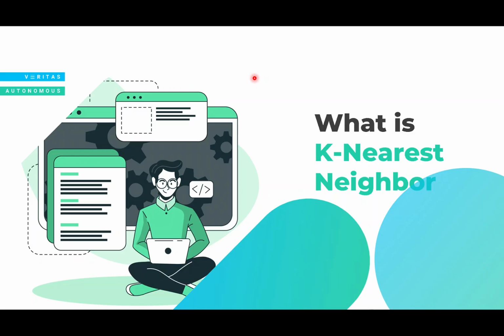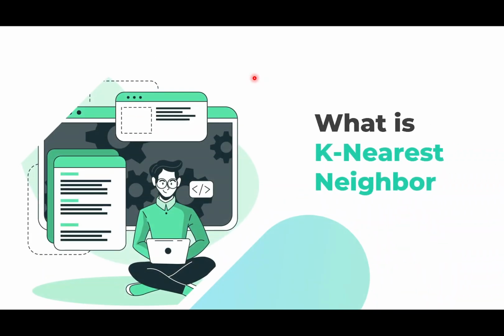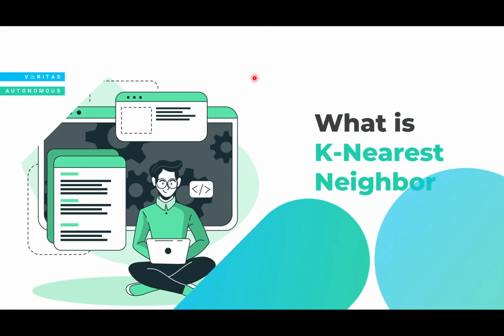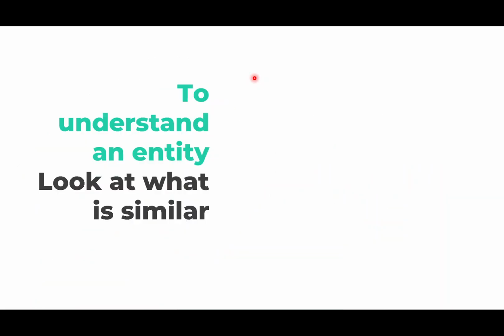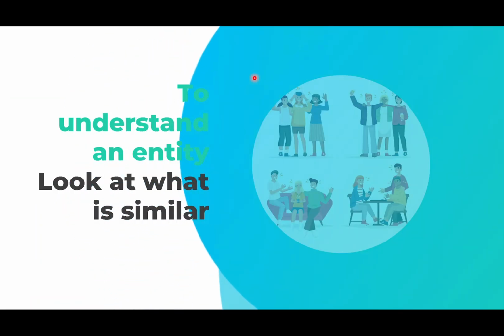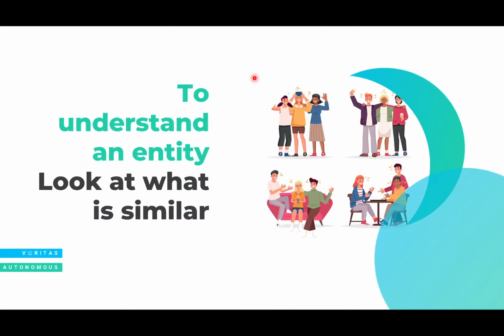In this short video, we are going to look at k nearest neighbor algorithm basics. So k nearest neighbor, which is also called KNN, is the simplest machine learning algorithm that you can learn. So to understand what this is, think of a scenario like this.